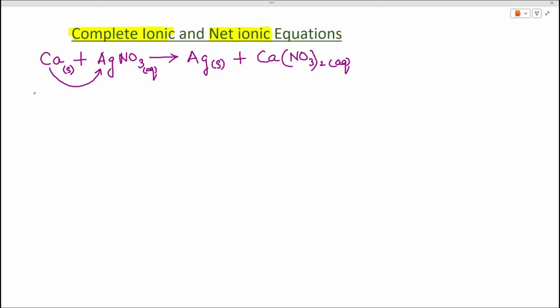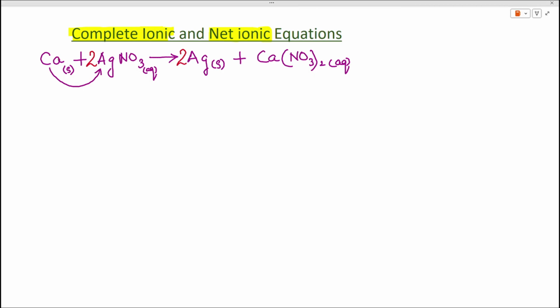Now we'll balance out this chemical equation. Nitrates over here are 2, so we are going to put a 2 right here in the front, but this makes silver also 2 atoms. So we'll put a 2 here to balance out the silver on the right. Now this is a molecular equation or just a normal equation.